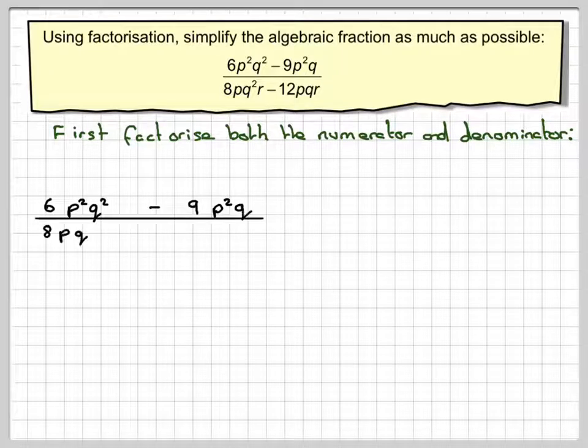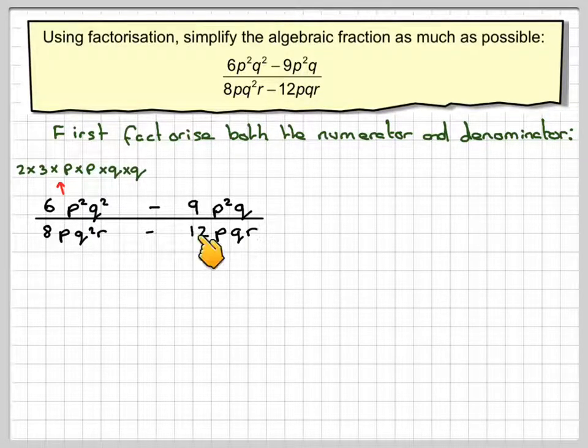So writing out the whole expressions, we've got 6p squared q squared minus 9p squared q, over 8pq squared r minus 12pqr. Right, looking at the top here, 6 is 2 times 3, p squared is p times p, and q squared is q times q, minus, for 9 we're going to have minus 3 times 3, p squared we're going to have p times p, and q. Right, pairing up common factors.